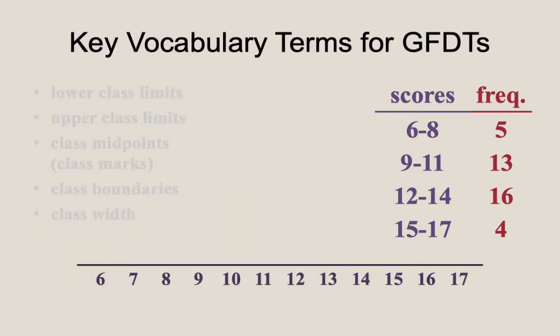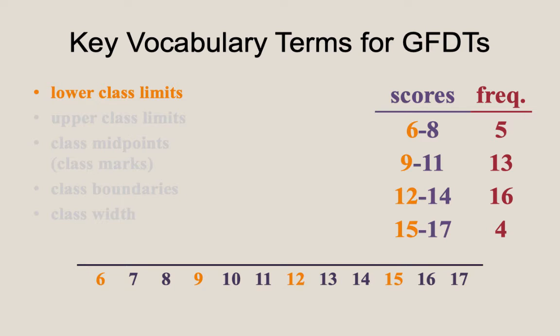Okay, let's introduce some of the key vocabulary terms associated with GFDTs. These terms are also used with histograms and grouped frequency polygons, which are the graphical representations of GFDTs. For our purposes, we will omit the last row that had a 0 frequency, and we will demonstrate the vocabulary terms using this smaller GFDT for the same data.